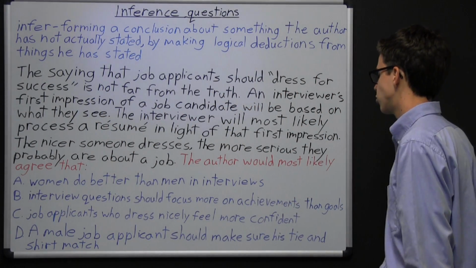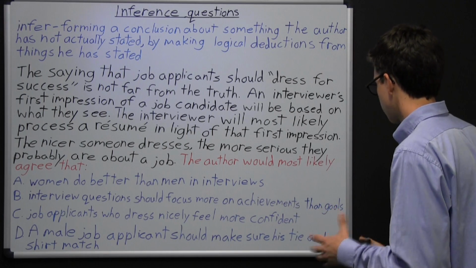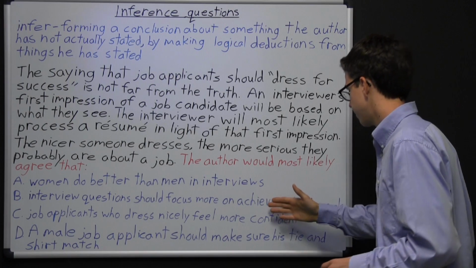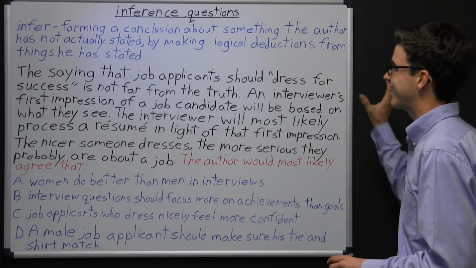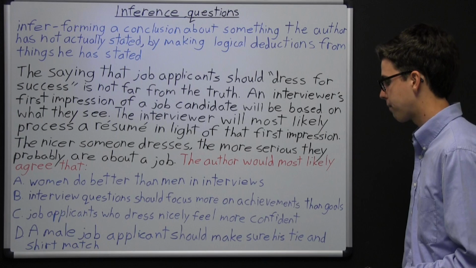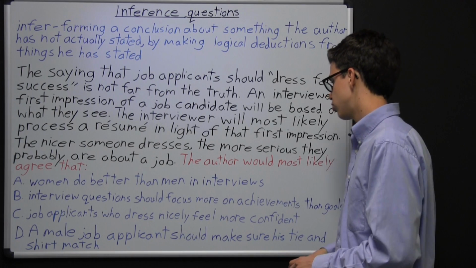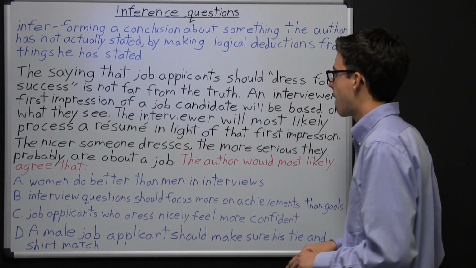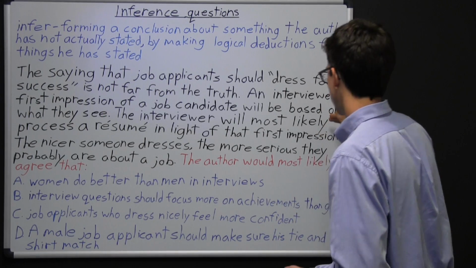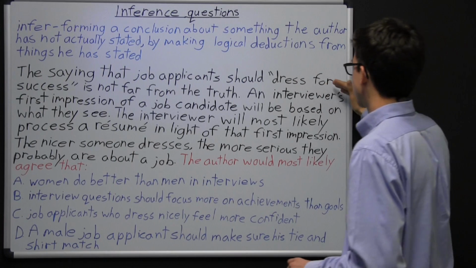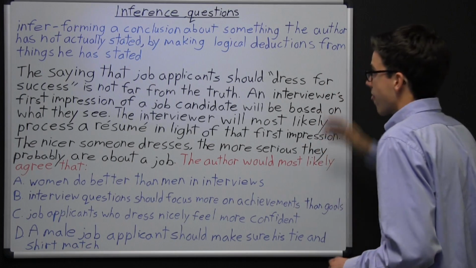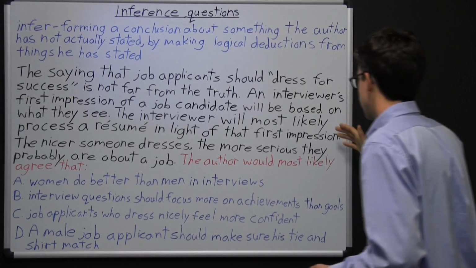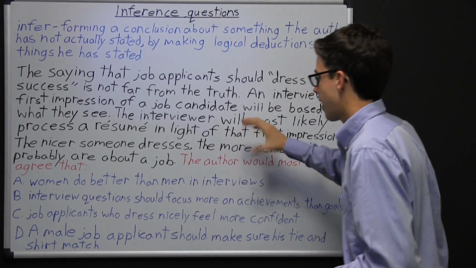B says interview questions should focus more on achievements than goals. Well, that makes sense, that you should ask a candidate about their past achievements rather than their future goals. But again, there's nothing to back it up, no evidence for that. C says job applicants who dress nicely feel more confident. That sounds good. That's probably true. And that seems to be supported by this, because you think if you dress for success, then you'll be more confident. That may be what this phrase is kind of saying, that you'll feel more confident if you dress for success. But nothing else in this passage backs up C.